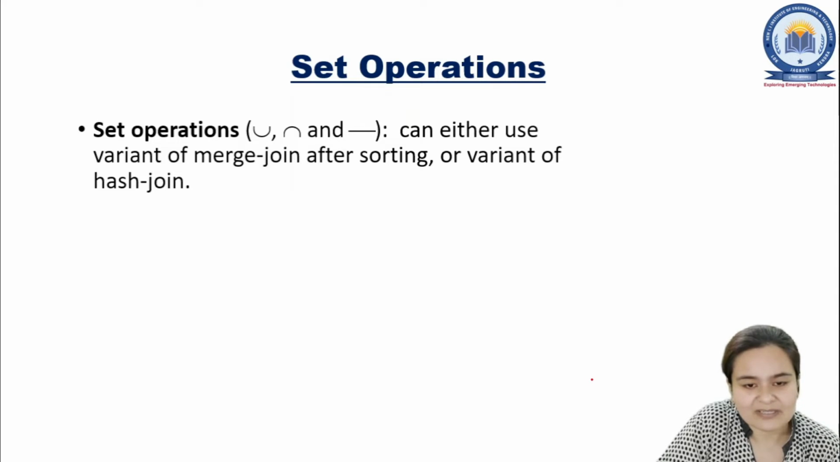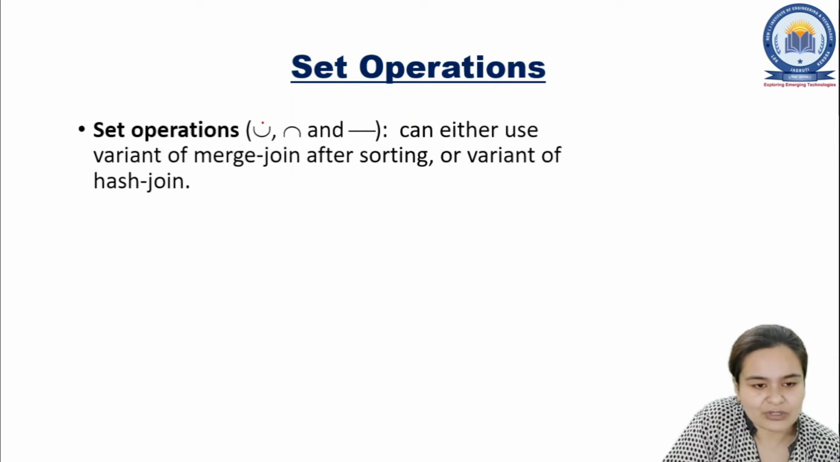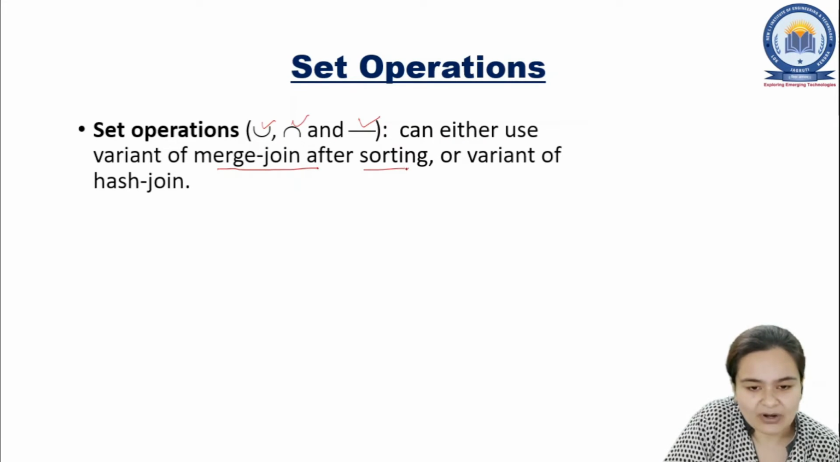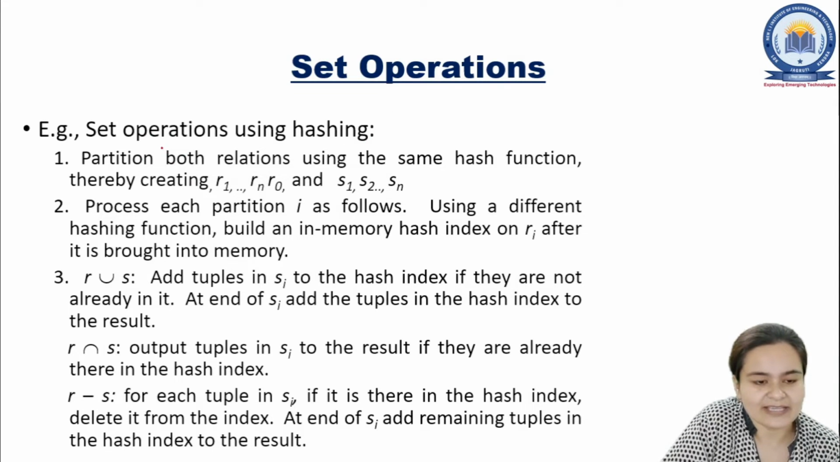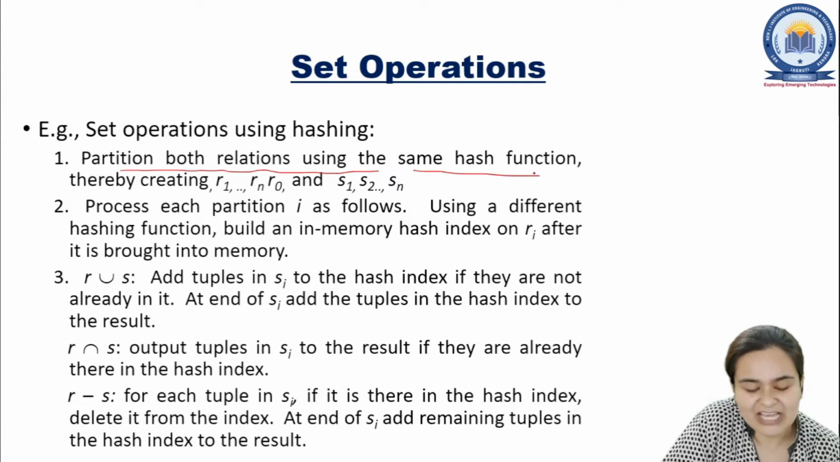Now what about the set operations? Union, intersection and difference can be implemented as a variant of merge join after sorting, or a variant of hash join after hashing. Set operations using hashing are most preferable, so let's see how it works. Partition both relations R and S using the same hash function, giving R0 to Rn and S0 to Sn.